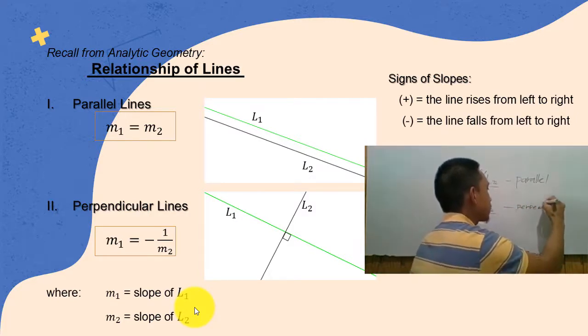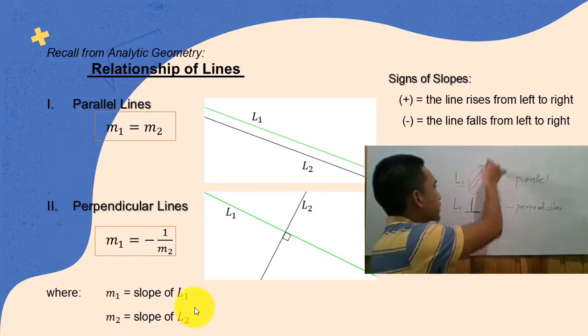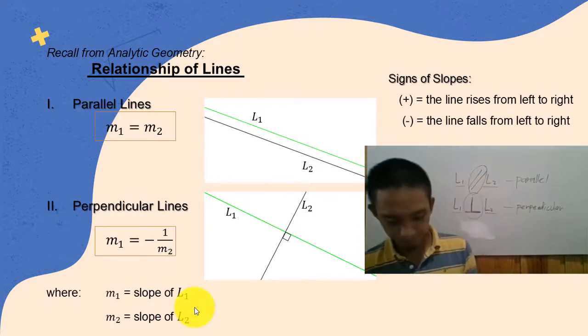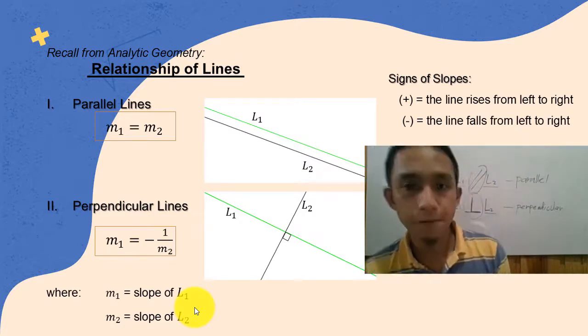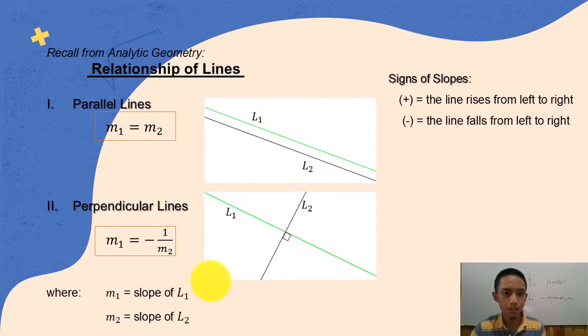That is your symbol for perpendicular. Okay, please do not forget about this. Parallel, perpendicular. Okay, so later on you will end up there, because especially here, look at this, if you have M1, because of that negative, it will reverse the sign of the other slope. So later on you will be having there a plus and minus.